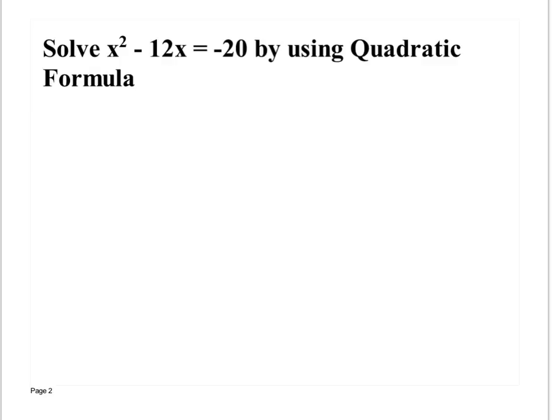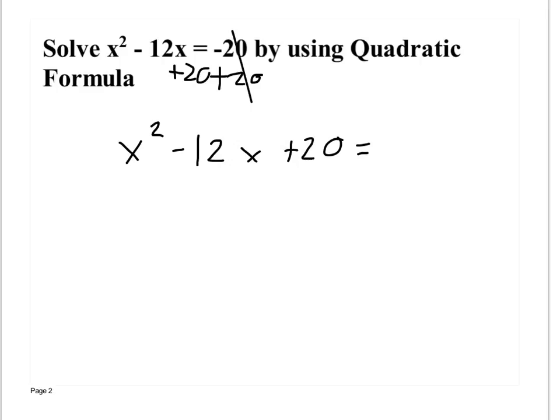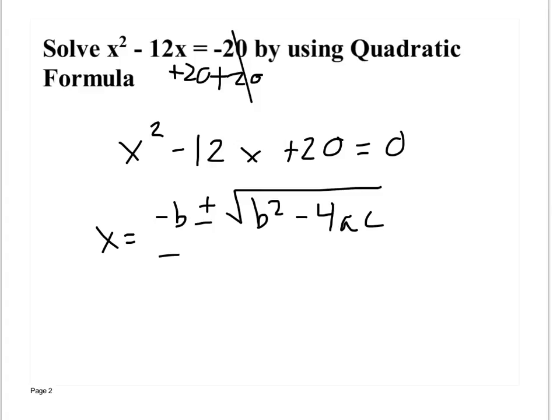By using the quadratic formula, the first thing I have to do is make 0 on one side. So I add 20 to both sides. It's got to be equal to 0, or you can't find where it crosses the x-axis. Now, we use the quadratic formula, which is x equals negative b plus or minus the square root of b squared minus 4ac all over 2a.